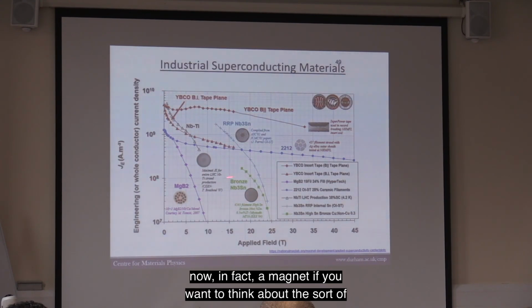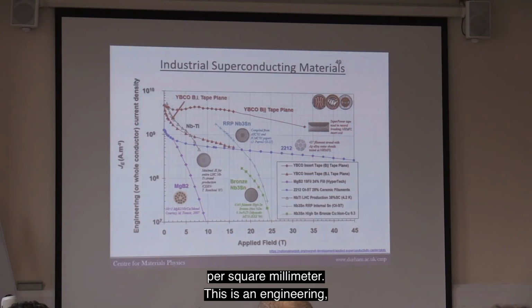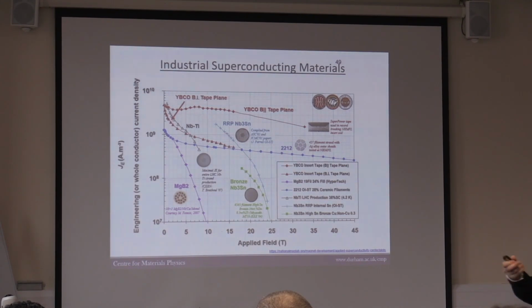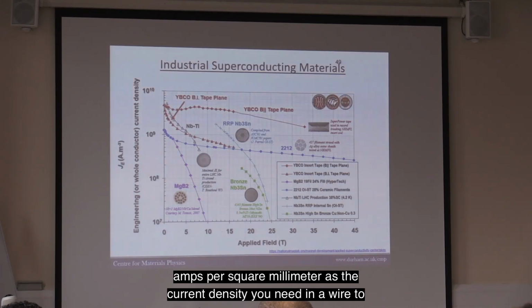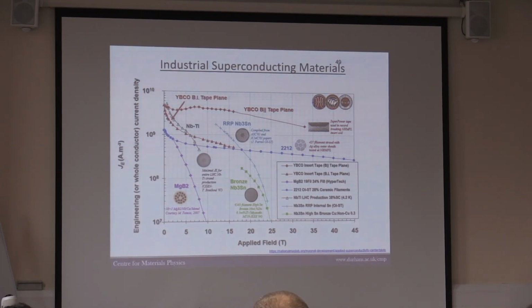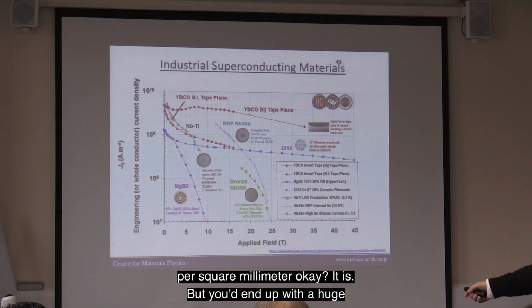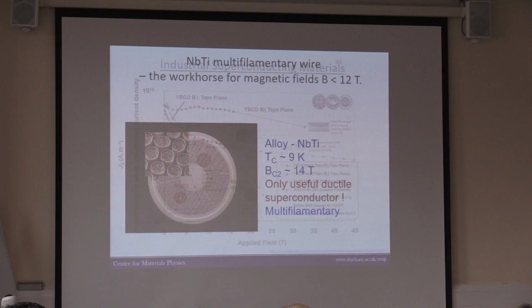Now, if you want to think about the sort of numbers that we need in a magnet, you need about 1,000 amps per square millimetre. This is an engineering number that you might stick in your head, between 100 and 1,000 amps per square millimetre as the current density you need in a wire to build a magnet of a reasonable size. You could say, well, why isn't 5 amps per square millimetre okay? It is, but you'd end up with a huge magnet, and it would cost an absolute fortune. So typically they operate in that sort of regime.